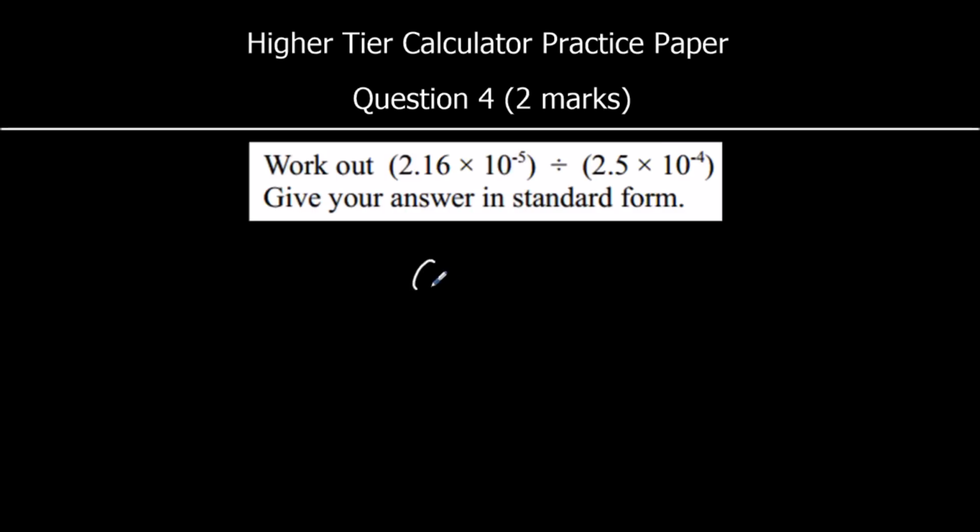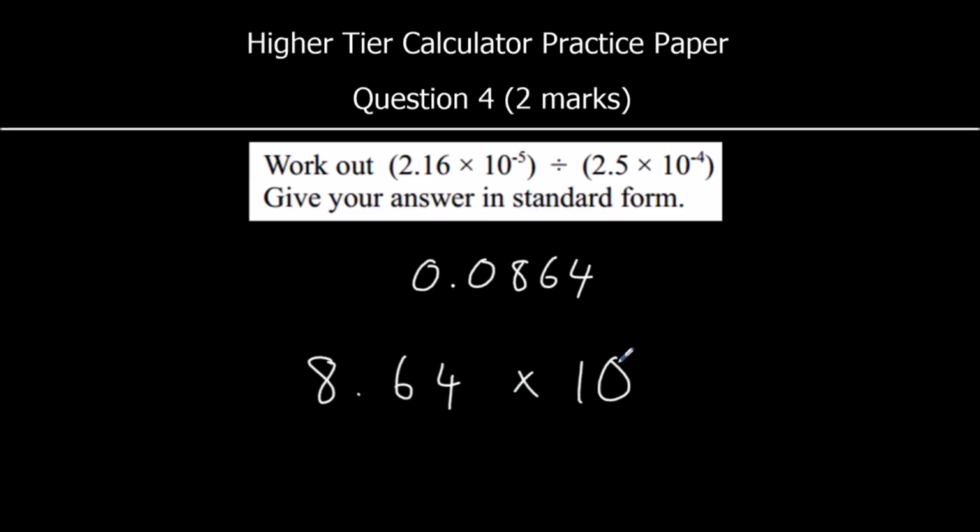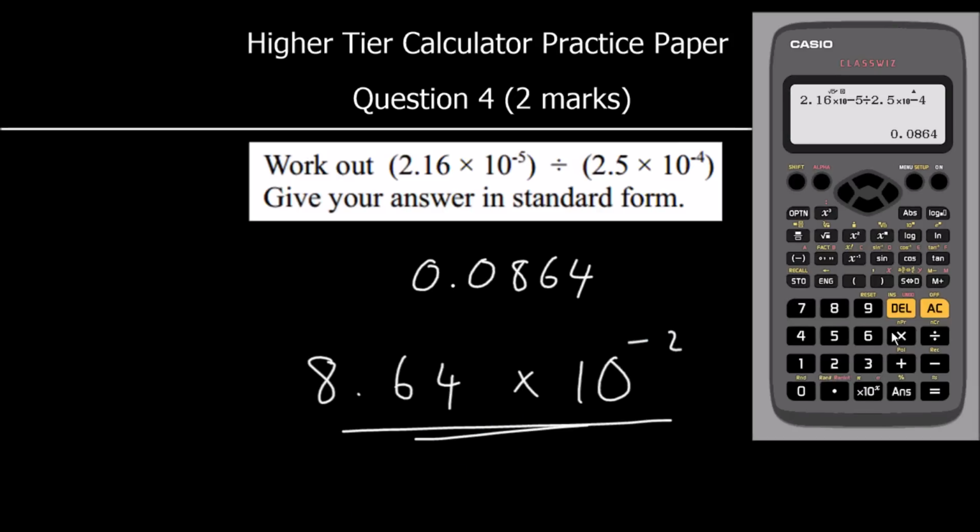0.0864. But we need to write it in standard form. So a number between 1 and 10 times 10 to a power. We need to divide by 10 2 times. So the power is negative 2. And again, you could check that. 8.64 times 10 to the power of negative 2 takes you back to the decimal form.